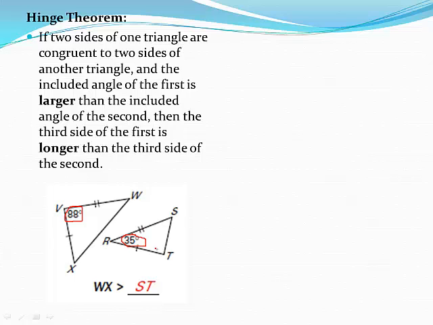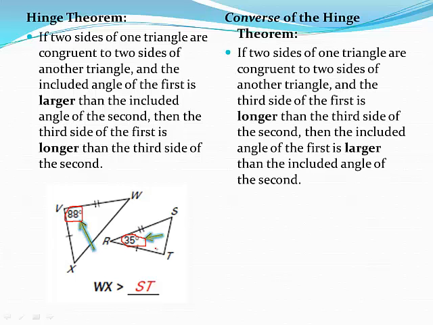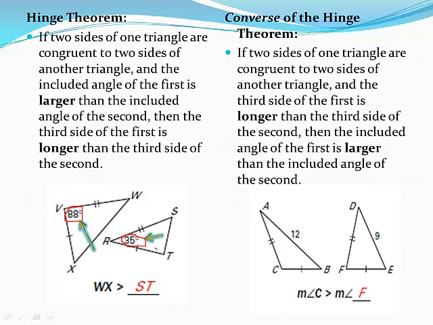Just think of the opening: how far the opening is in the triangle basically constitutes how long the other side is. And the converse of this is also true. So if we know that two sides of one triangle are congruent to two sides of another triangle, and the third side of the first is longer than the third side of the second, then the included angle of the first is larger than the included angle of the second.